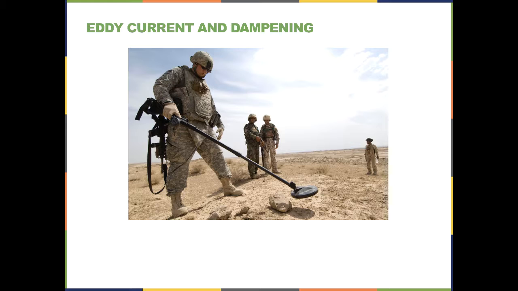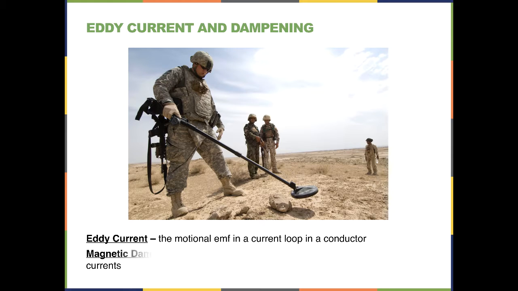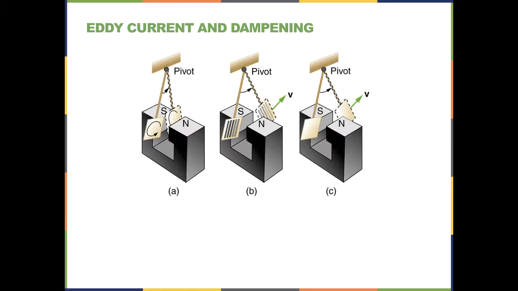Let's move on and talk about something called eddy current and dampening. An eddy current is a motional EMF in a current loop in a conductor. And I'll show you an example of this in just a minute. Magnetic dampening is the drag force on motion caused by eddy currents. So this example right here is the most common way to demonstrate eddy currents and magnetic dampening.